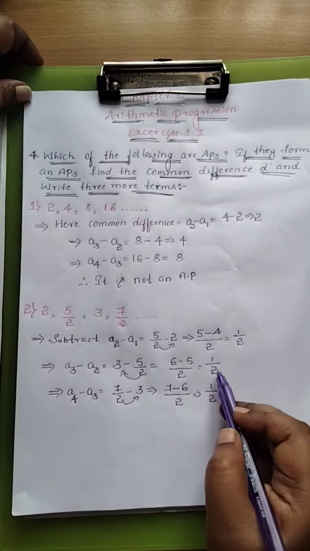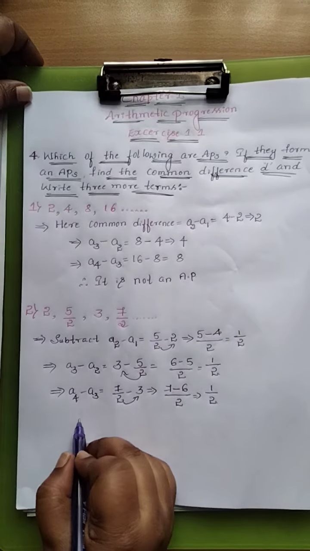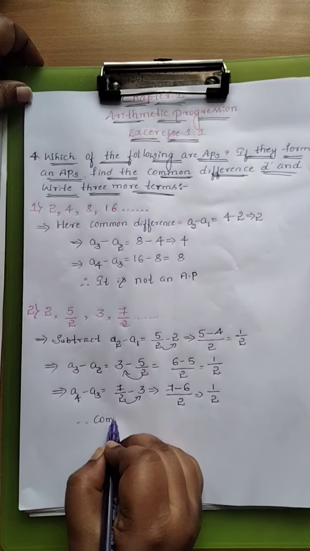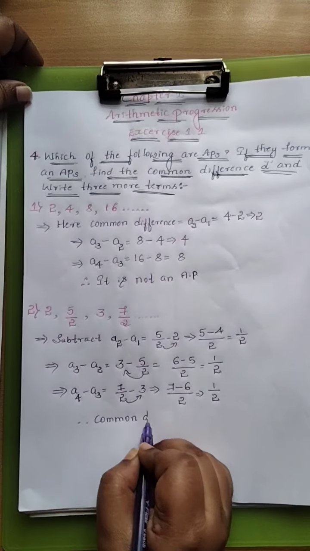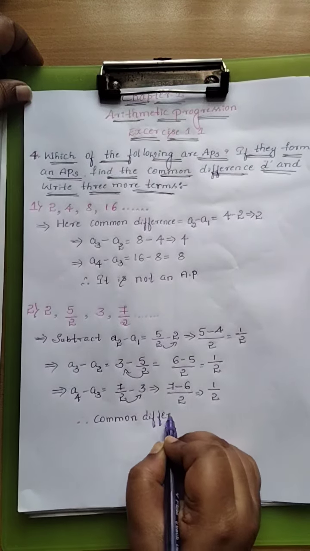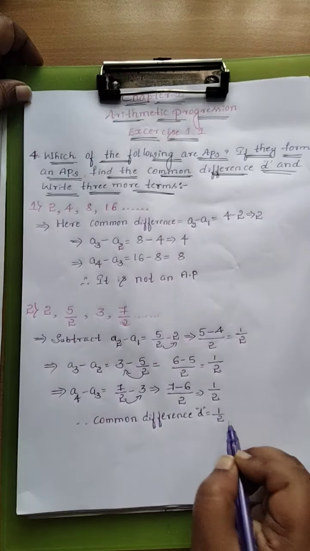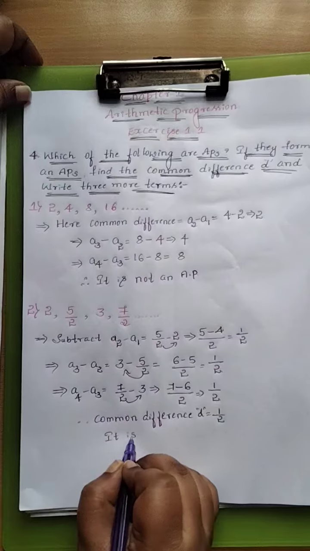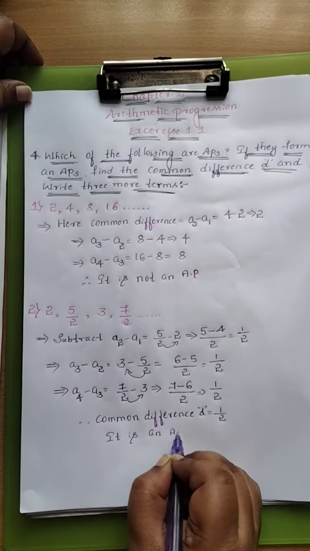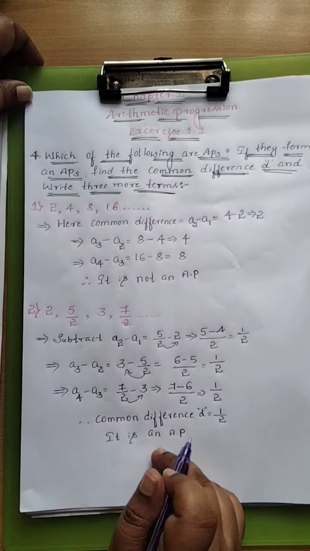Here each time we are getting the same difference. So the common difference D is 1 by 2. It is an AP. Here it forms an AP.